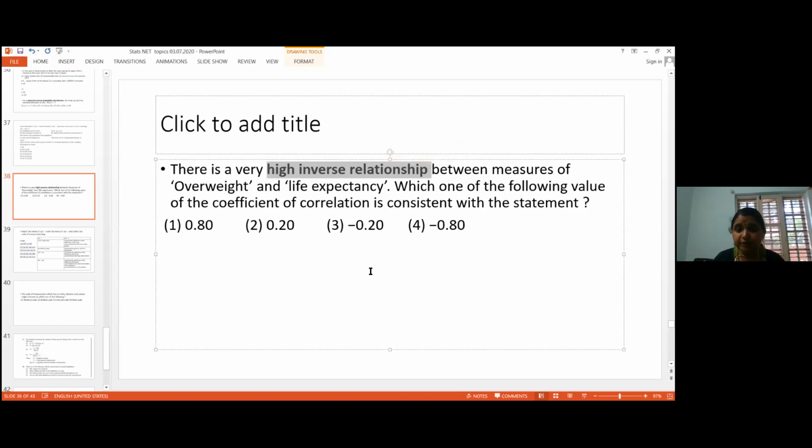There are two pieces of information here. High is one piece of information. Inverse is the second. Use both of them and then decide which number is most suitable for the scenario.